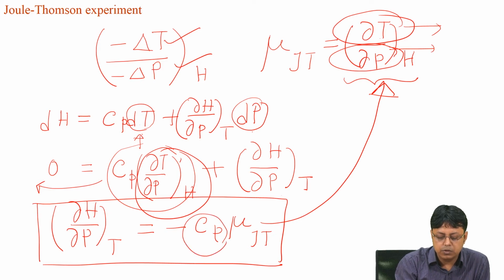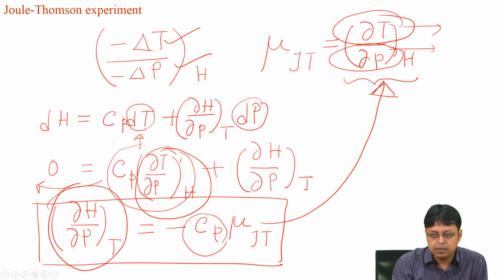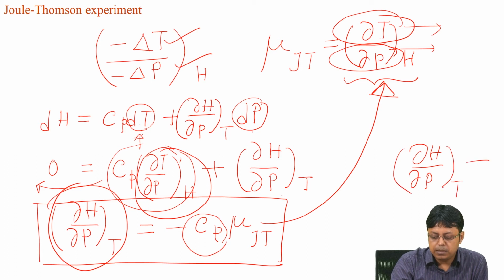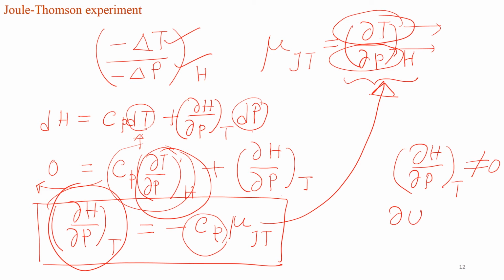And Cp was of course known for a gas, and then if you measure mu JT, then you can measure this quantity del H del P at constant T. So this del H del P at constant T was found to be small but a non-zero quantity for real gases. Similarly, if one does a very refined experiment, then one can also show that del U del V at constant T for real gases is actually non-zero. For ideal gas, either del H del P at constant T or del U del V at constant T, both are 0.